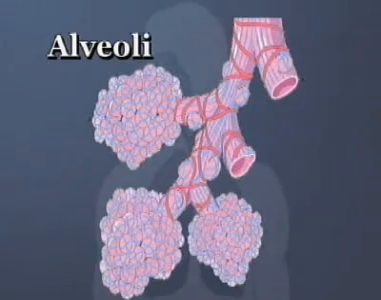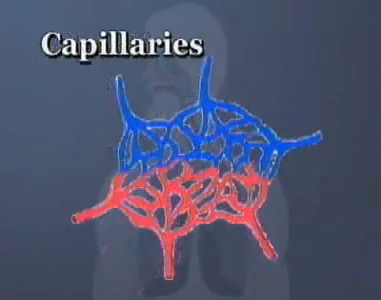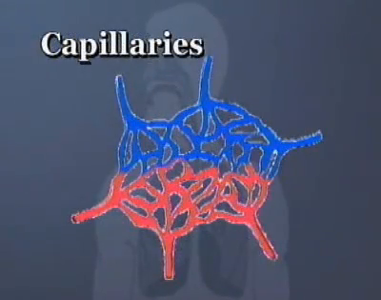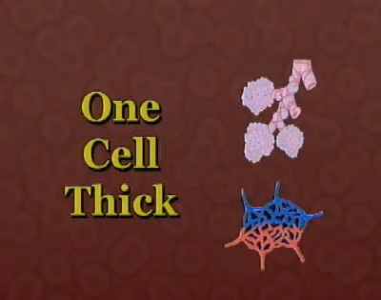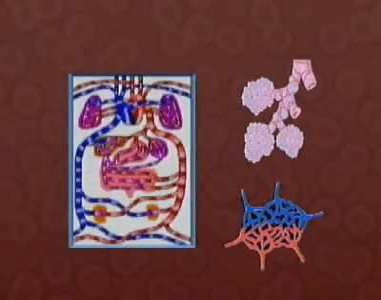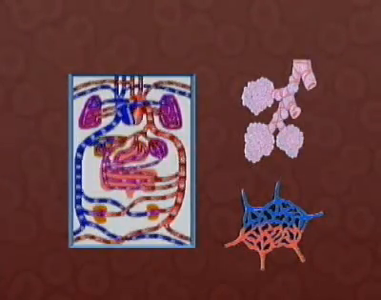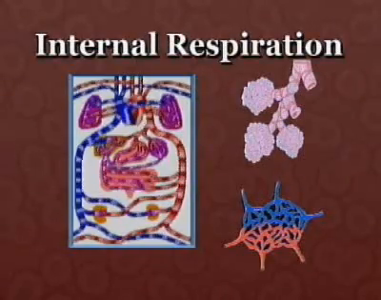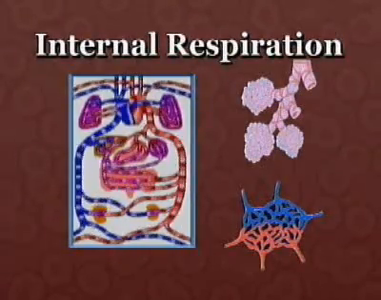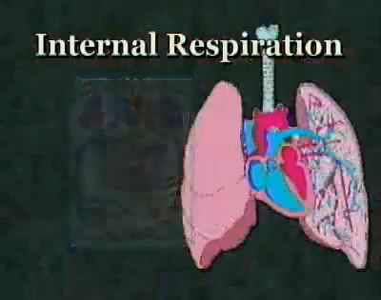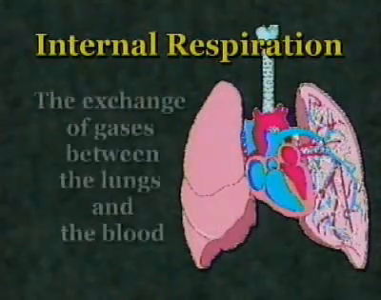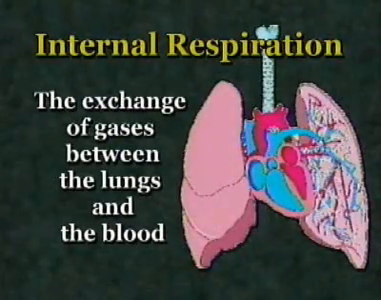Each alveoli is covered by a dense network of tiny capillaries. Capillaries are the smallest blood vessels in the body. Both the alveoli and the capillary membranes are only 1 cell thick, allowing for the efficient transfer of gases from the lungs to the blood. This stage of gas exchange is known as internal respiration. Internal respiration is the exchange of gases between the lungs and the blood.